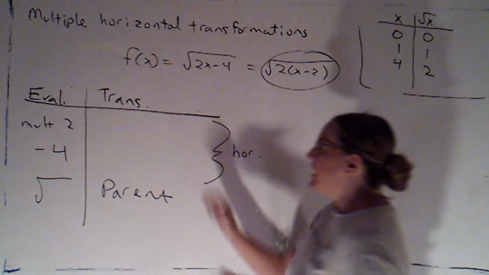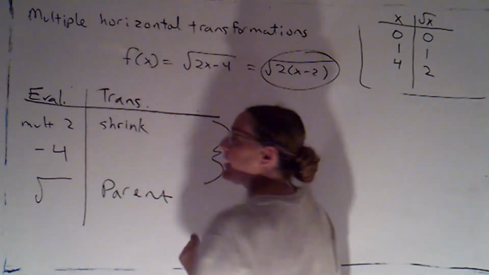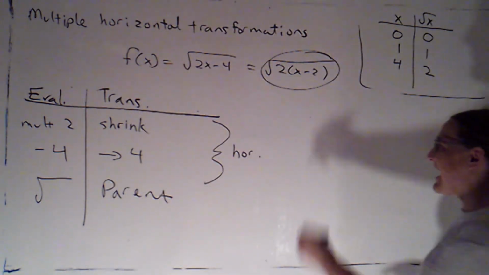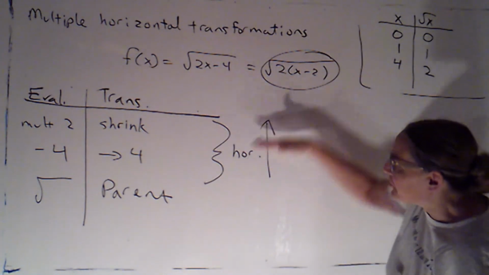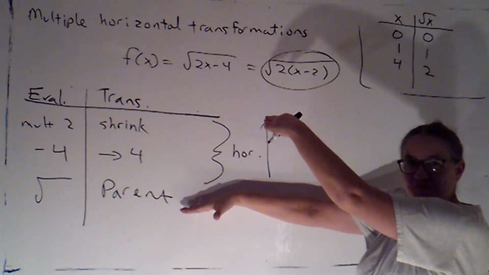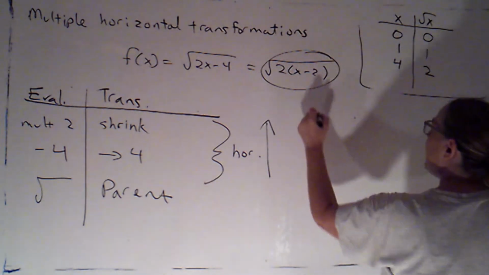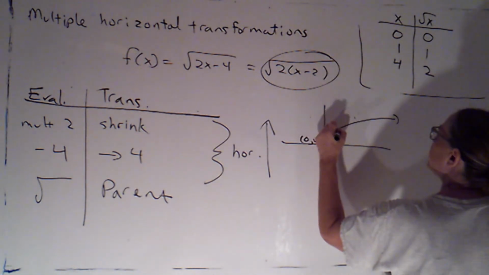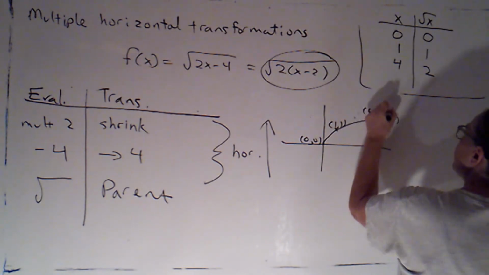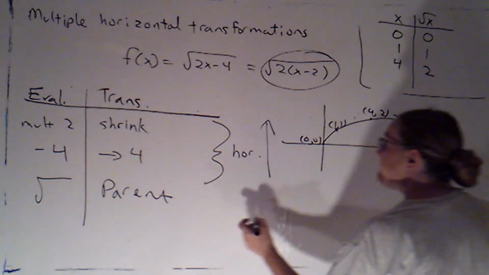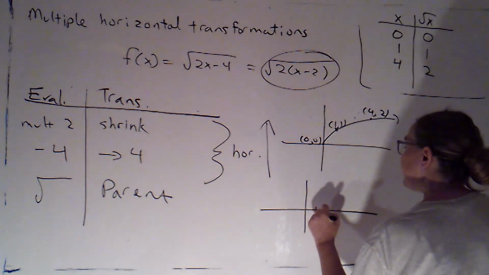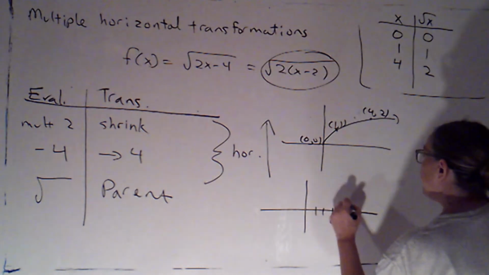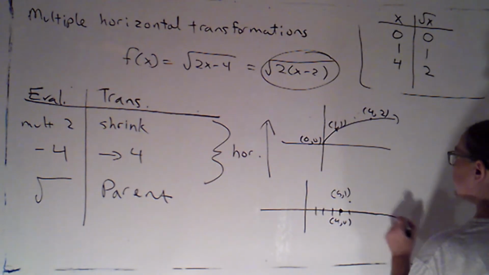Multiplying by 2, I know that's shrinking things by a factor of 1/2. Subtracting 4 is shifting things 4 to the right. But I have to do them in this order, working away from the parent function. So if I just work with these points that I have in my parent function, let me just sketch that real quick. Here's (0, 0), (1, 1), (4, 2). So if I shift everything 4 units to the right, I'm going to have this point (4, 0), and then I'm going to have a point (5, 1), and then I'm going to have a point (8, 2).